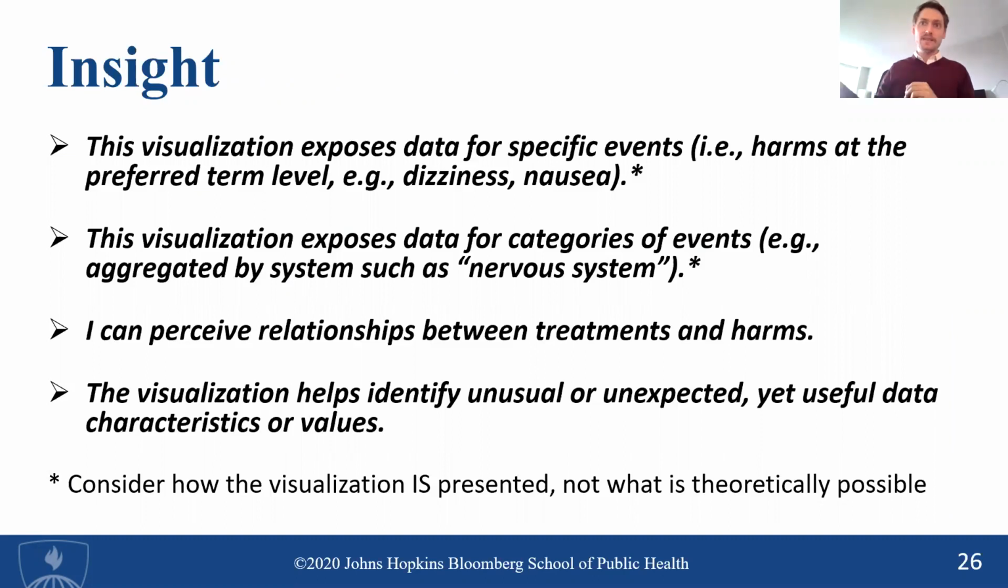So insight, again: the visualization facilitates answering questions about the data. There are 4 statements here. This visualization exposes data for specific events, so harms at the preferred term level, dizziness, nausea. And this is, do you strongly disagree to do you strongly agree when looking at the specific visualization. This visualization exposes data for categories of events, so aggregated by system, like nervous system. I can perceive relationships between treatments and harms. Is it clear to you which harms are associated with which treatments?